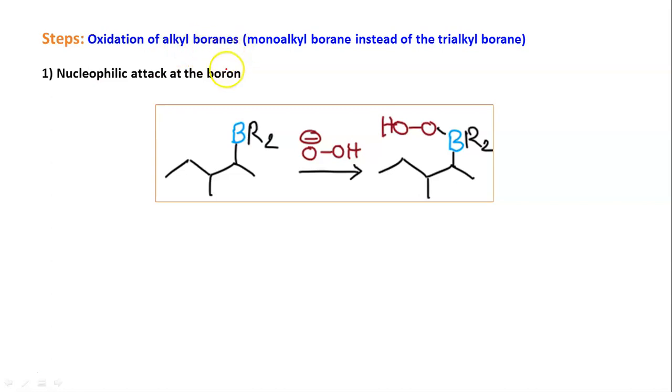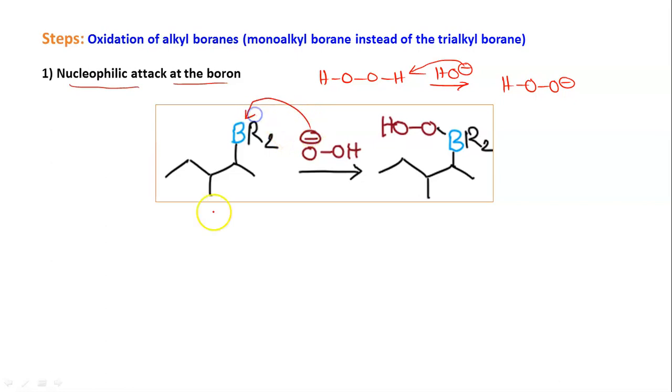Oxidation of alkyl boranes. The first step, the hydroboration part, is complete, and the next step is oxidation. Now, we have broken the oxidation part into some steps. The first step is nucleophilic attack at the boron. H2O2, in the presence of HO minus, loses one hydrogen to HO minus and is converted to HOO minus. This HOO minus will attack the boron.